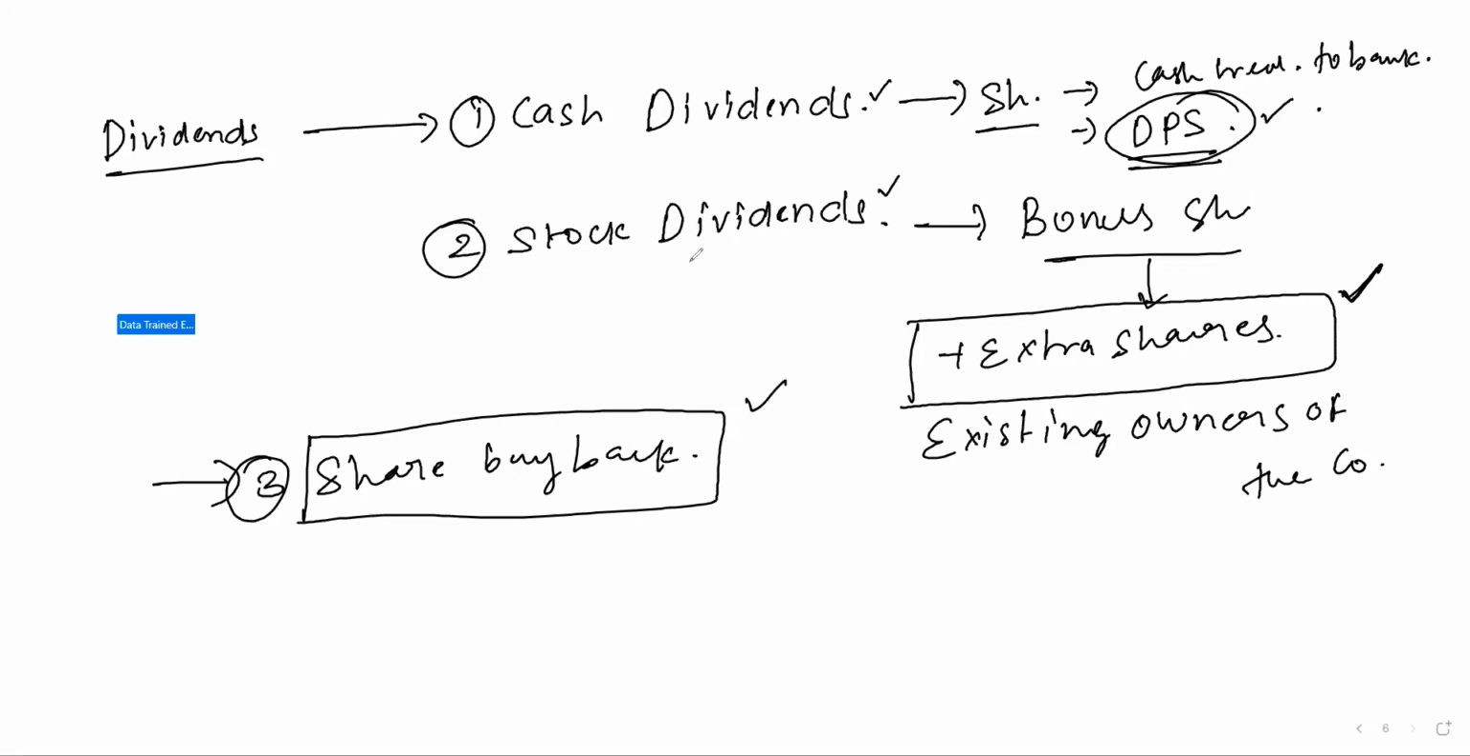Yes, they are distributed in proportion, obviously, to their current shareholding. So if dividend per share is 10 rupees, someone holding 10 shares will get 100 rupees, someone holding 100 shares will get 1000 rupees.